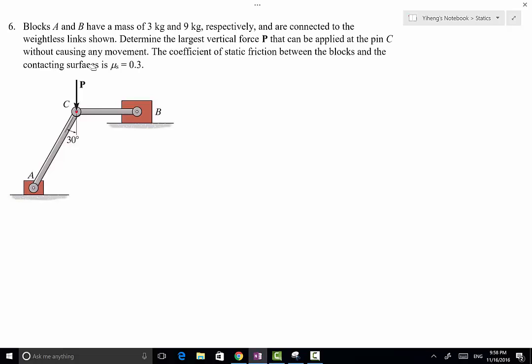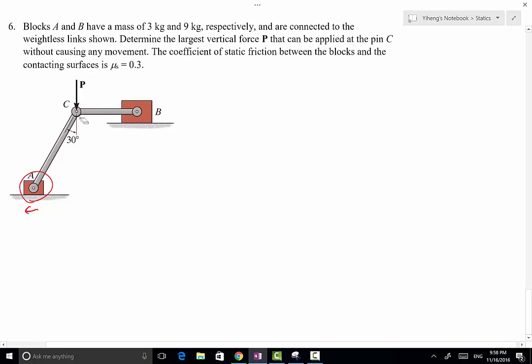So if we analyze the situation, we realize that there are two possible movements. First is block A slides, as you can tell, to the left, when block B is going to slide to the right. So we're going to investigate these two situations and then determine which situation might occur first.